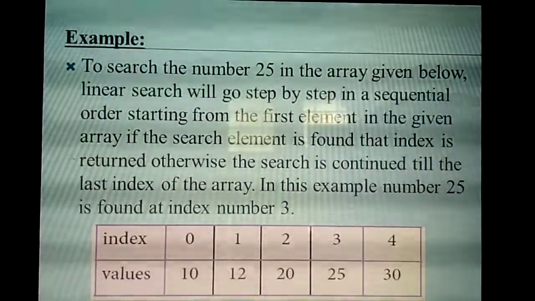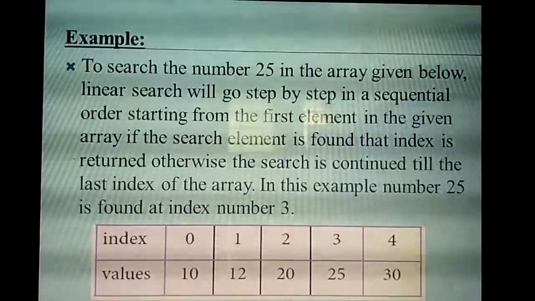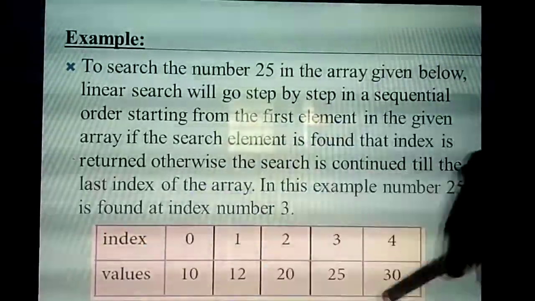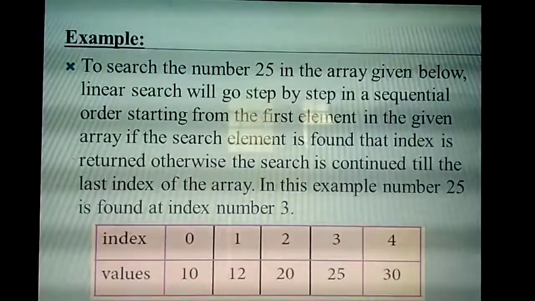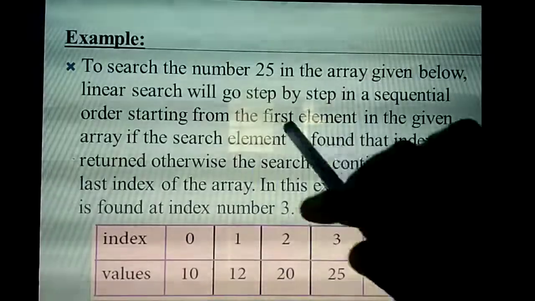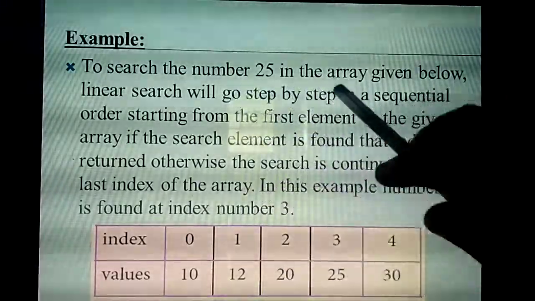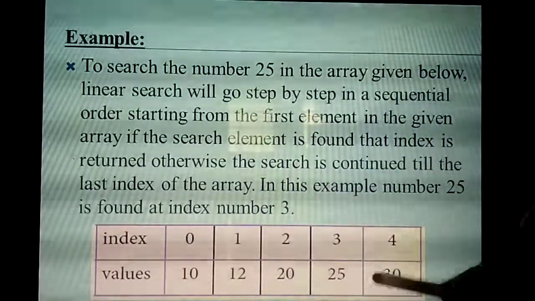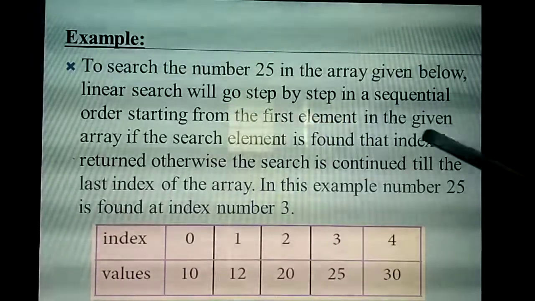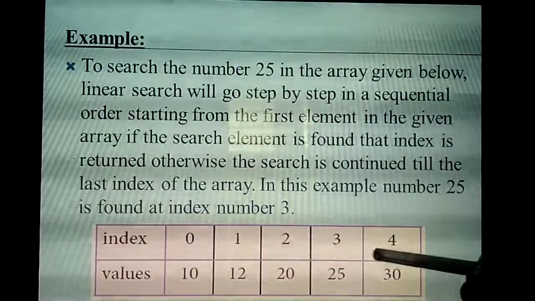Okay. See, in this example, I am going to search. This is an array. What is this? This is called an array. Which loop are you using? For loop. So I am reading this question: to search the number 25 in an array. Which number am I going to search? 25. So in this array, I am searching for the element or number 25.